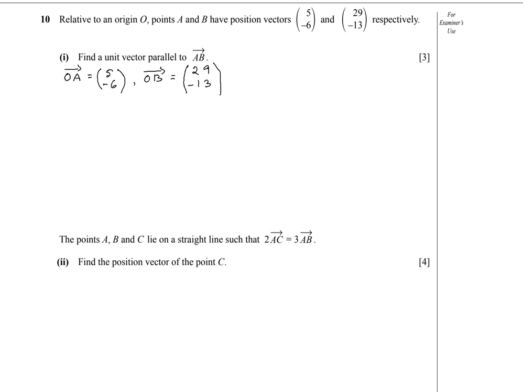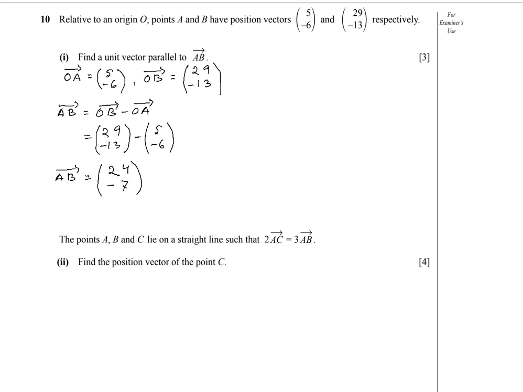Vector AB can be written in terms of two position vectors, that is OB and OA. So vector AB can be written as vector OB minus vector OA. Now let's put the values. OB is (29, -13), then negative sign, then OA is (5, -6). If we do the matrix subtraction, the vector AB becomes (24, -7). Now we need to find the unit vector parallel to vector AB.